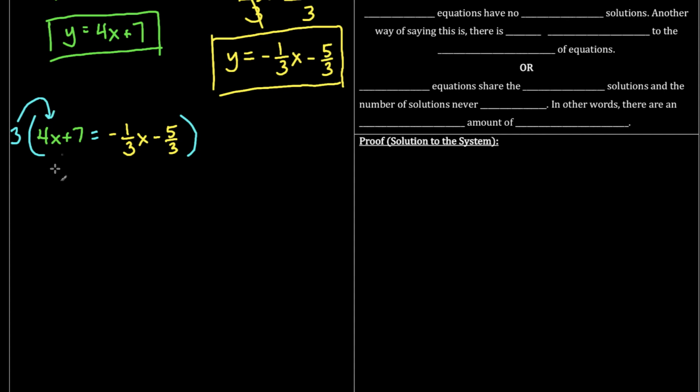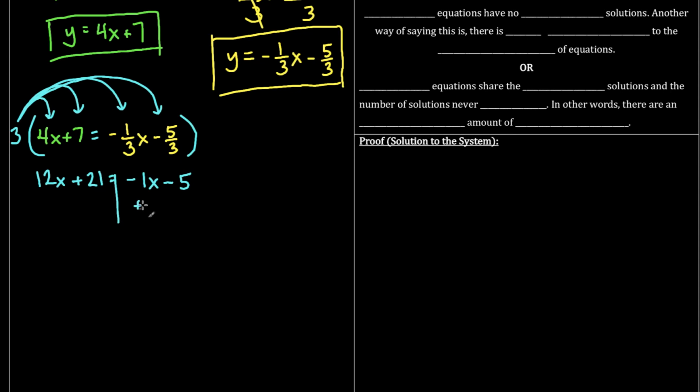So 3 times 4x is 12x. 3 times plus 7 is plus 21. Positive times a negative is a negative. 3 times 1 is 3, divided by 3 is 1. And a positive times a negative is a negative. 3 times 5 is 15. 15 divided by 3 is 5. Cool.